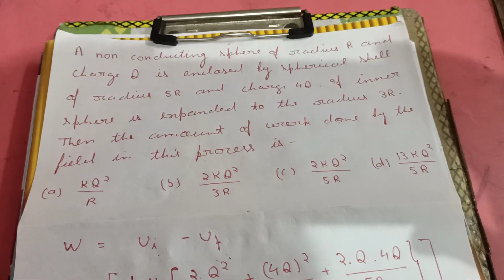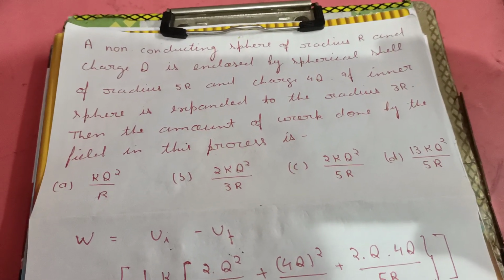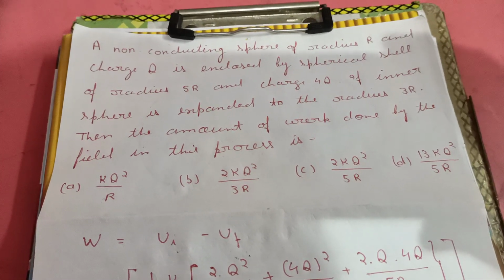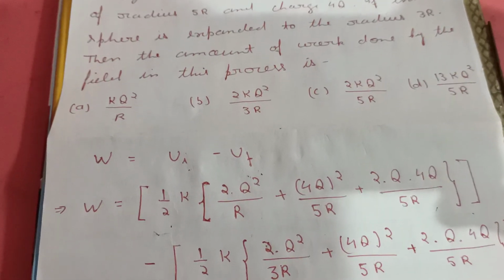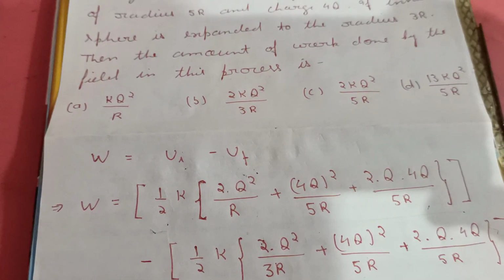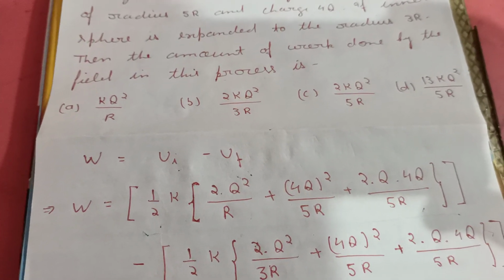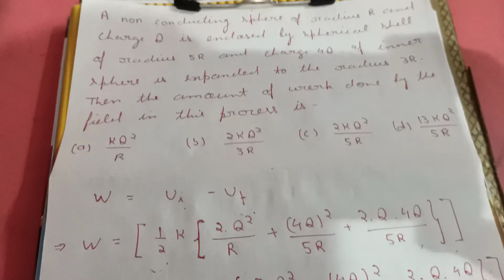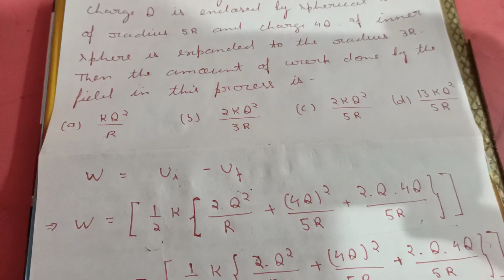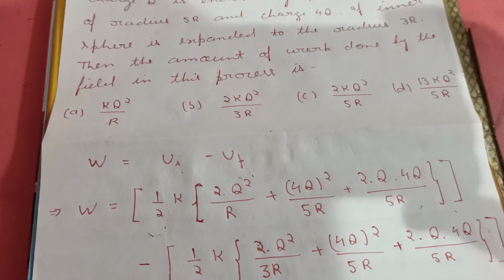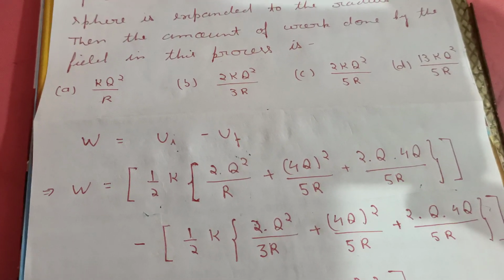Now coming to the solution of our problem. Here we are required to calculate the work done by the electric field. See guys, if we have to calculate the work done by an external agency, then work done will be equal to the difference of UF minus UI, meaning we have to subtract the initial potential energy from the final potential energy. But since we have to calculate the work done by the field, it will be equal to the difference of UI and UF, meaning we have to subtract the final electrostatic potential energy from the initial electrostatic potential energy.